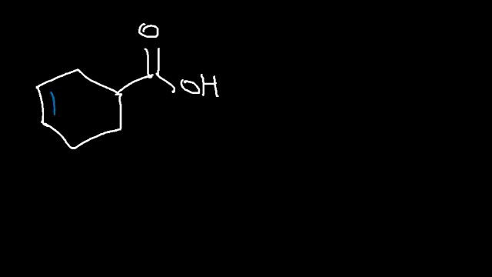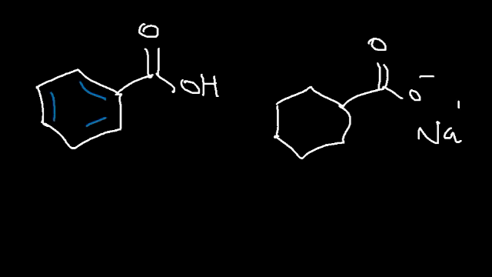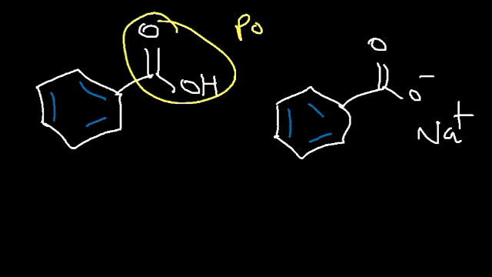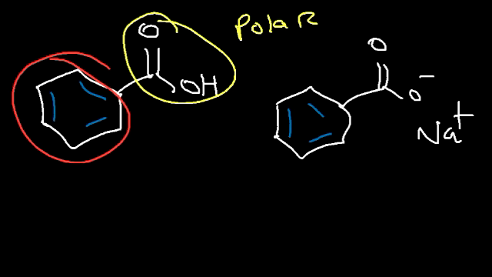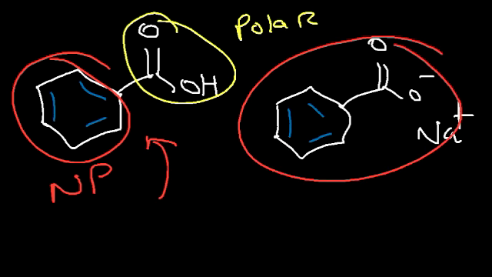If you were to compare the solubility of benzoic acid and sodium benzoate, the solubility of sodium benzoate is significantly greater than benzoic acid. Even though this part is polar, this region here, which contains only carbon-hydrogen and carbon-carbon bonds, doesn't have any other elements than carbon and hydrogen. This region is nonpolar. So benzoic acid is only slightly soluble in water, but sodium benzoate is very soluble in water due to the fact that we have ionic bonds.